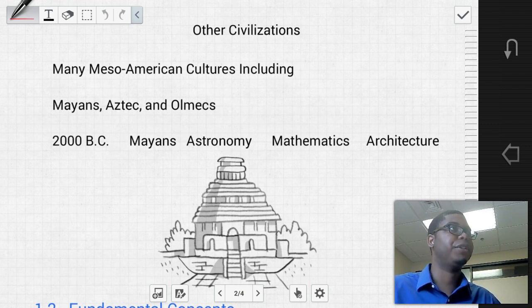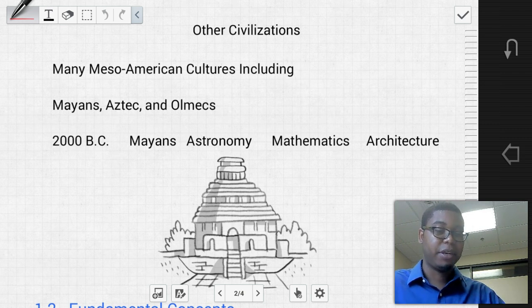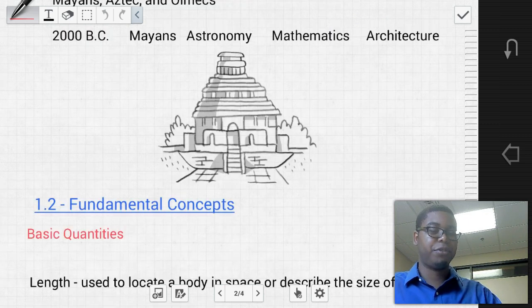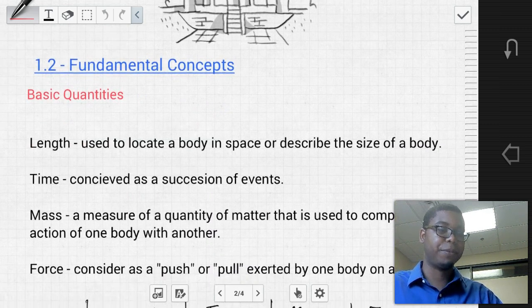So it's very interesting to see how different cultures have taken math and taken basic physics and led to some engineering principles and objects. So with that historical context behind us, let's go ahead and go into some of the fundamental concepts.